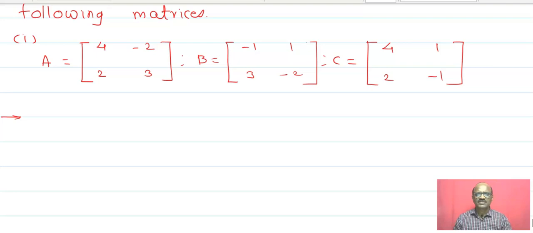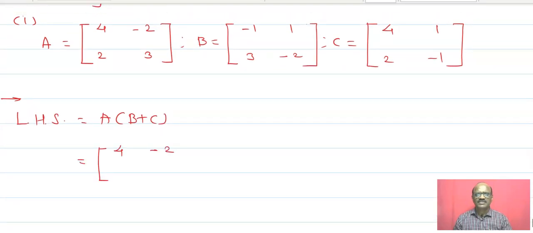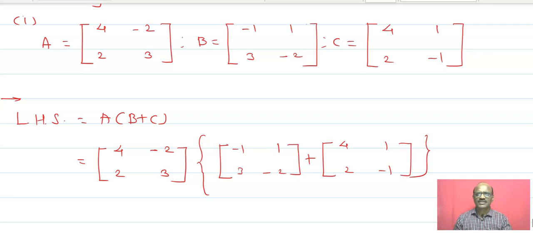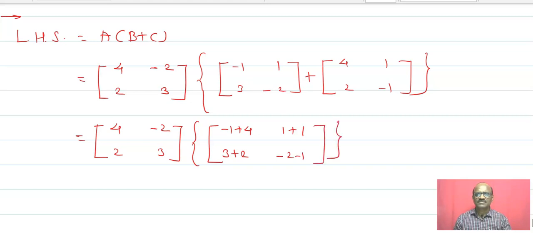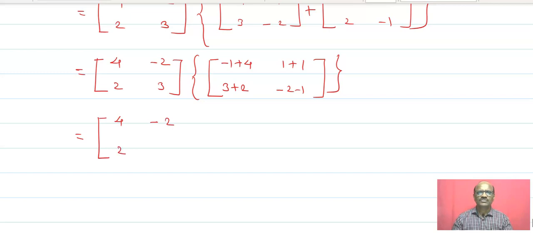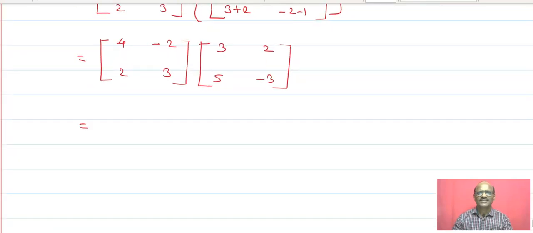Now see this, LHS, A in bracket B plus C, that is A is 4 minus 2, 2, 3, and addition of these two, that is B plus C. That is minus 1, 1, 3, minus 2, plus 4 minus 2, 2, 3, and that is equal to their addition of these two matrices: 3, 2, 5, minus 1, minus 3.